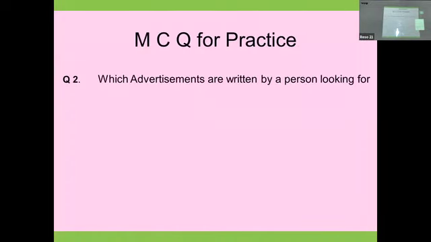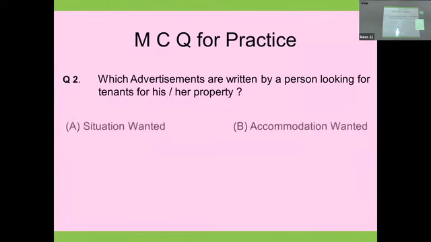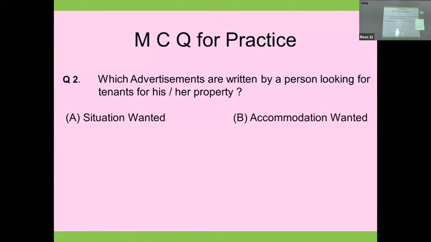Which advertisements are written by a person looking for tenants for his or her property? Situation wanted. इसको हटा दो 1 minute. It is obstructing you, I think. Accommodation wanted.